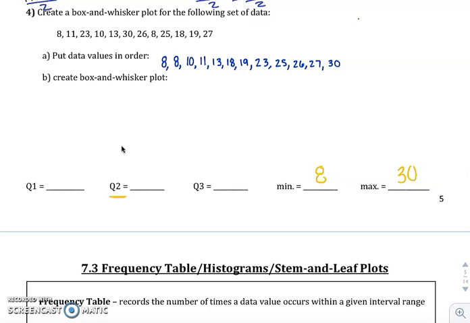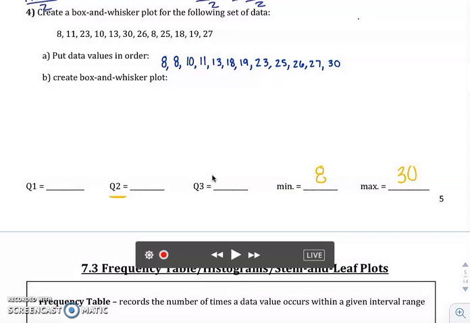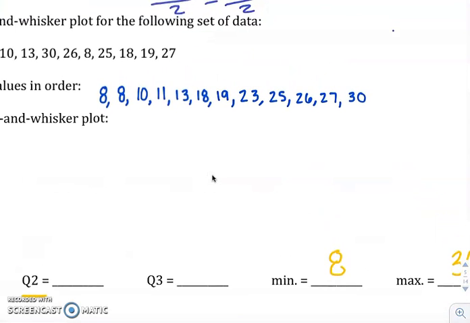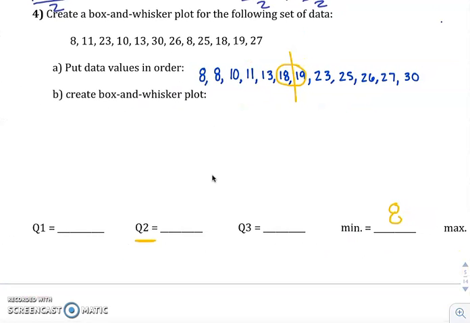And then let's find the median. So we've got 12 data points. So we're going to have, since we have an even number, 2 numbers in the middle. 18 and 19. So what's in between 18 and 19, or 18 plus 19 divided by 2, 18 and a half will be your Q2.